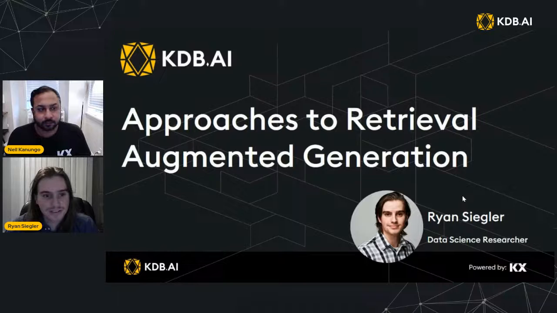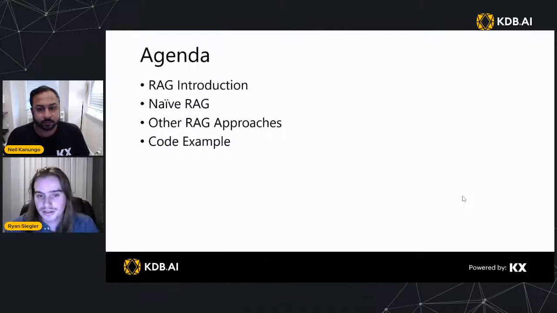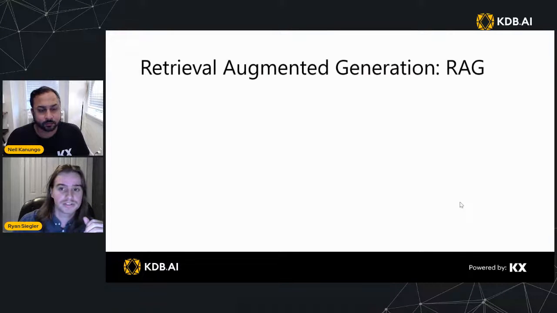Again, my name is Ryan Sigler, and we're going to do a quick introduction into retrieval augmented generation, talk a little bit about what it is and how it does what it does. Then we'll look at the high-level architecture of naive RAG, what Neil just mentioned. I'll briefly touch on some of the other RAG approaches, and like you said, those are things we're going to be jumping into down the line. But after that, we'll go ahead and walk through some code. So with that, let's get started.